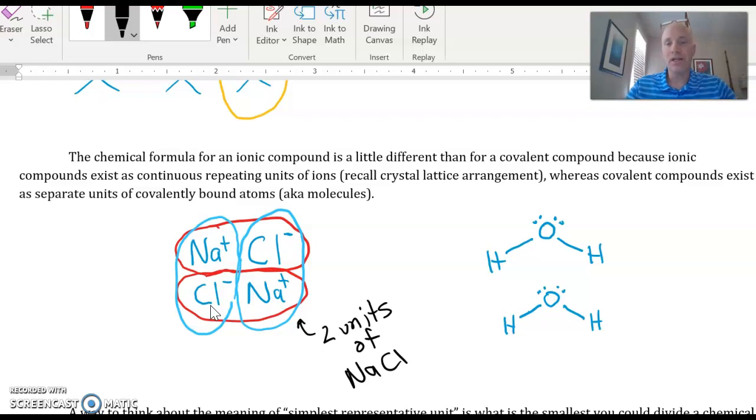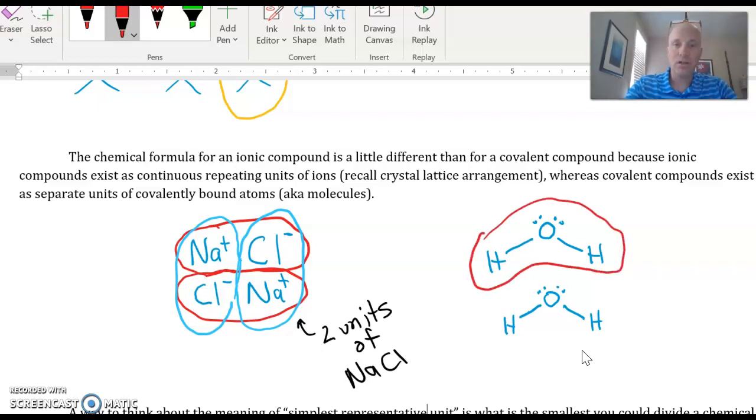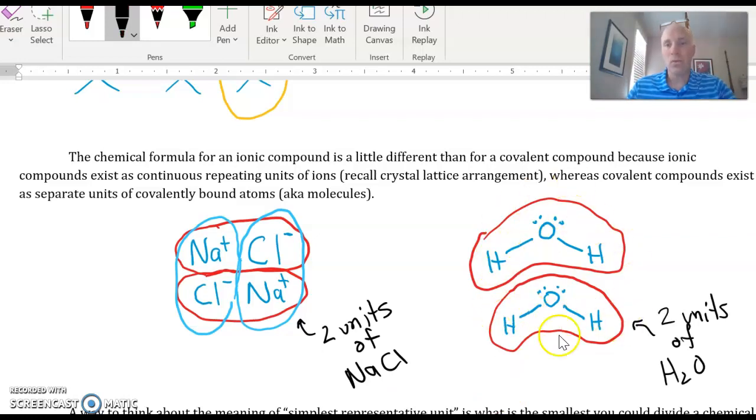All right, it's a little bit less ambiguous when you have covalent compounds. Remember that covalent compounds exist as groups of atoms that are connected to each other through covalent bonds. So if I showed this arrangement of atoms to people, there's only one way people could define the different units of the compound. You would say that this right here is a molecule of water, and this right here is a molecule of water. Everybody would agree on that, that this right here would represent 2 units of H2O.